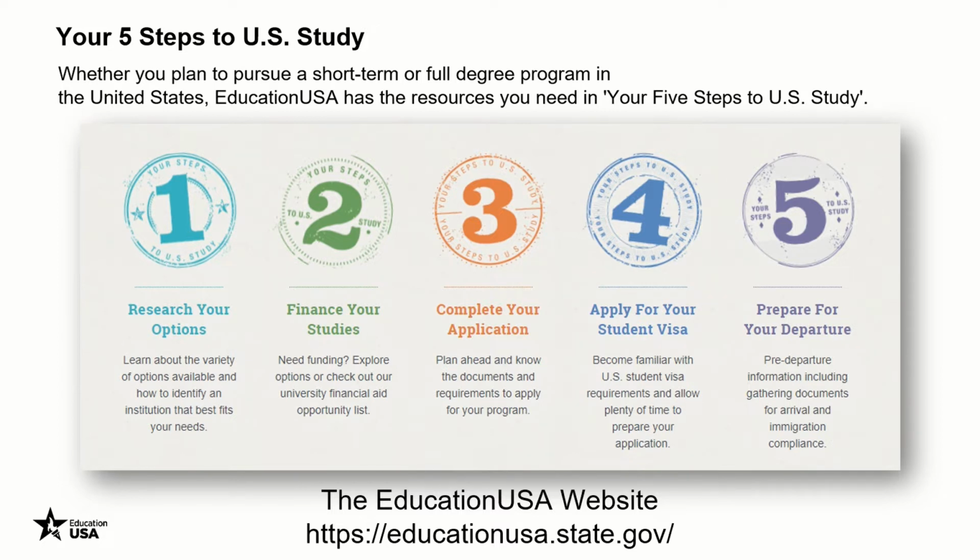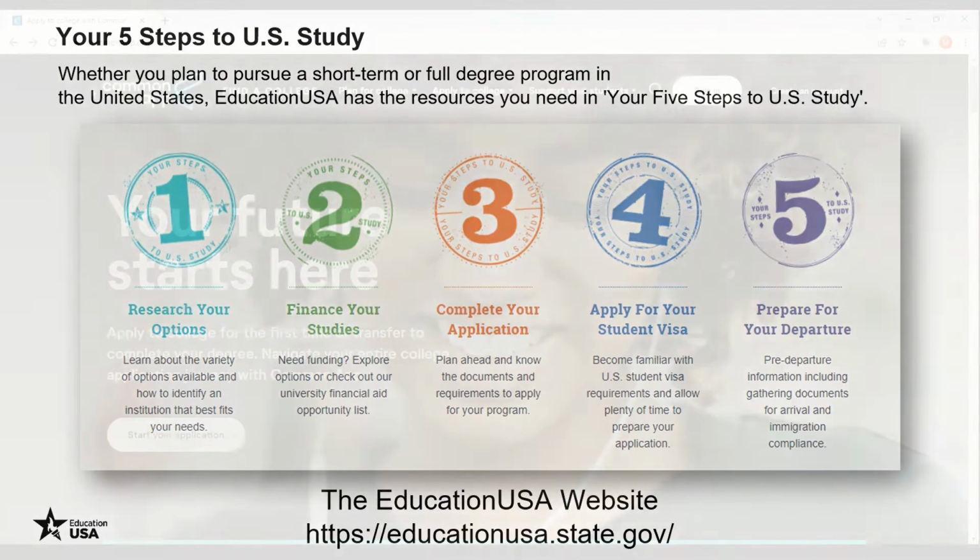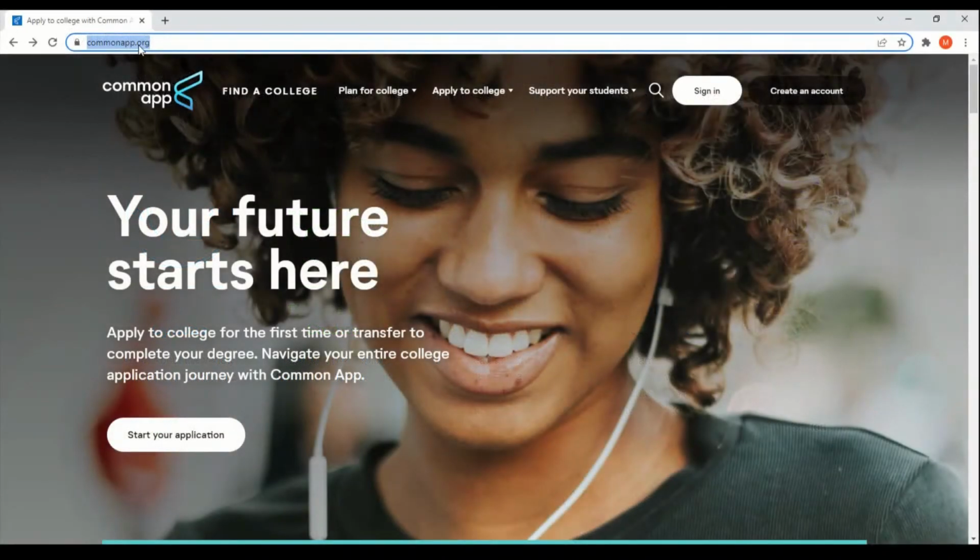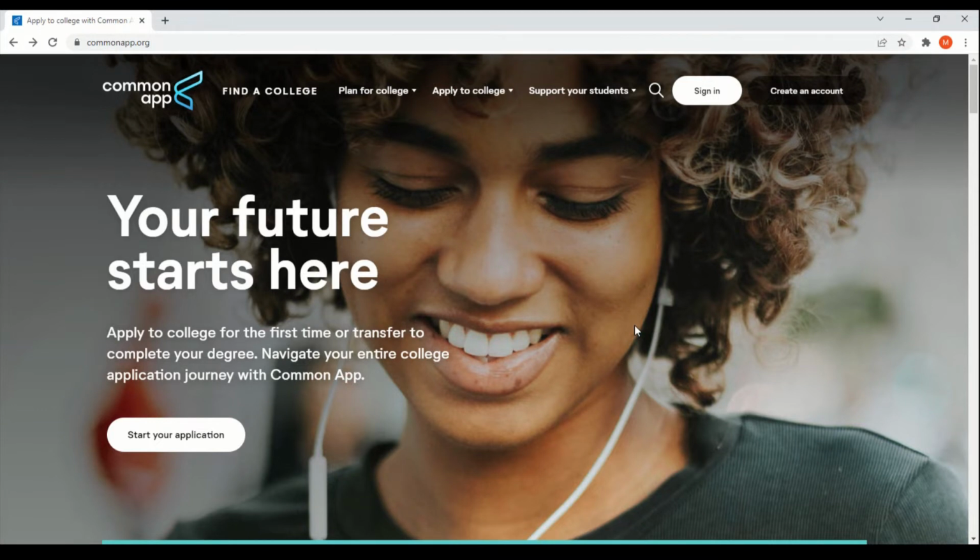As part of the third step, students need to understand and prepare for the general application requirements for U.S. colleges and universities, and completing their Common App account is part of it. The website is commonapp.org. The Common App is a place for students to learn about the college admissions process, understand how to plan and apply to college, and discover what all different universities and colleges have to offer.